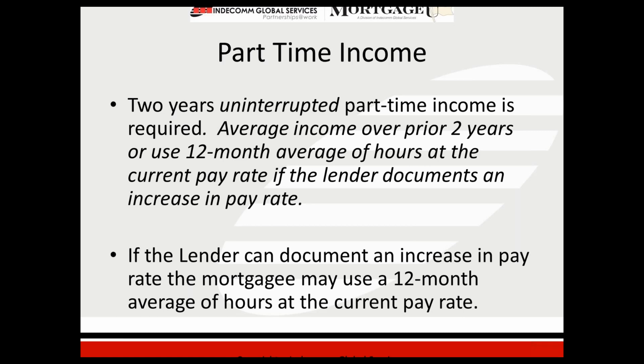So a couple key words there. We have to make sure that the part-time income has been 2 years uninterrupted. And then determine the math that's used. Average the income over the prior 2 years, or if you can document and prove that they've received an increase in their pay rate, that may allow you to use the 12-month average. Always have to document that, though.